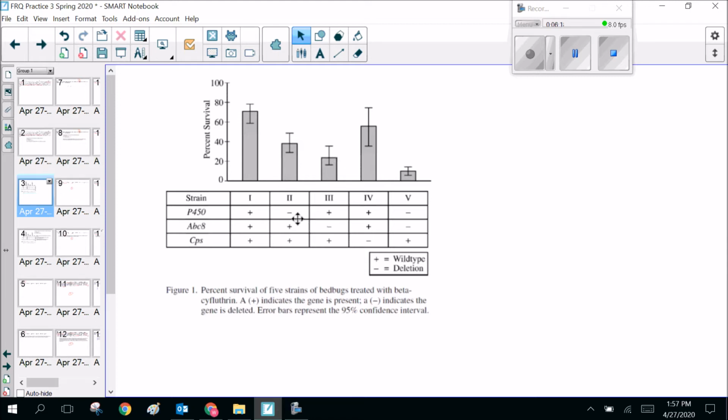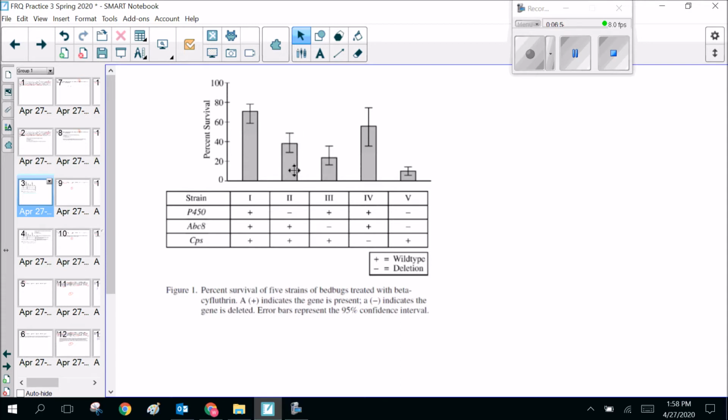If we're looking at this right now, my first question is, which gene seems to be the most important? It seems to me, and we all sort of decided this, that ABC8 was most important. If you look at P450 getting knocked out, yeah, it did reduce survival quite a bit actually, and these error bars do not overlap, which means there is a statistically significant difference between the two. So getting rid of P450 definitely decreased their ability to survive against the insecticide, but look what happened when we knocked out ABC8. Wow, that went down.